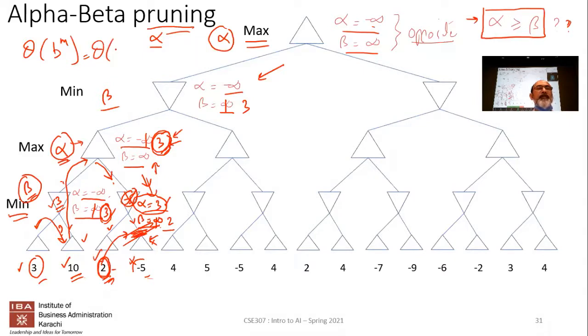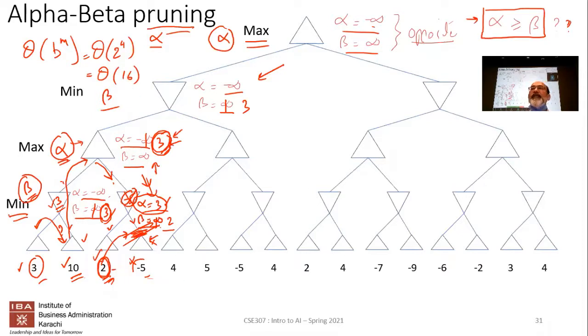B is the number of branches, so it's 2. And what's m? M is the depth, so it's going to be 4. Okay, max min 4 levels. All right. So essentially, this comes out to be order of 2 to the power 4, which is 16. And you can see that there are 16 leaves over here.